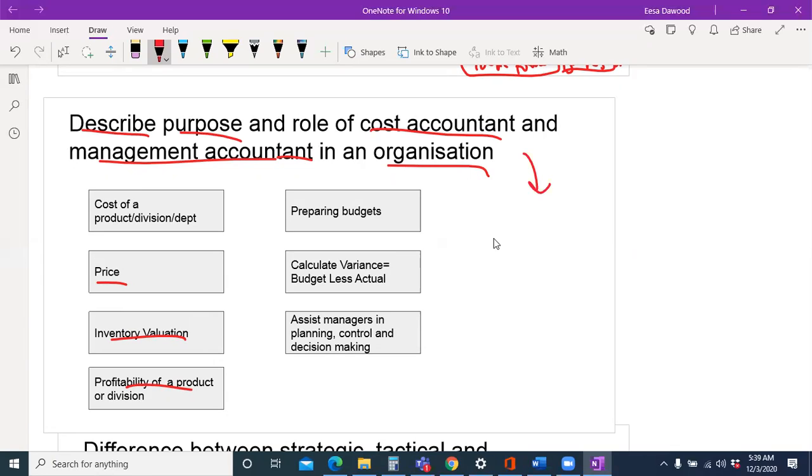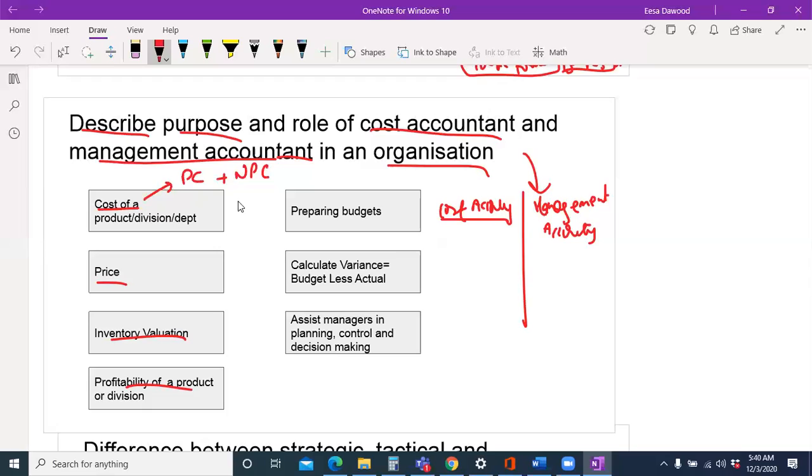So you need to know what basically is the role of a cost accountant, a management accountant in an organization. So what is cost accounting? The two things you will see here are cost accounting and management accounting. First of all, I told you about recording of cost. After that you should know how to calculate the cost of a product. We already touched on it: first we calculate production cost, and then we calculate the non-production cost. That's how we calculate the cost of the product.